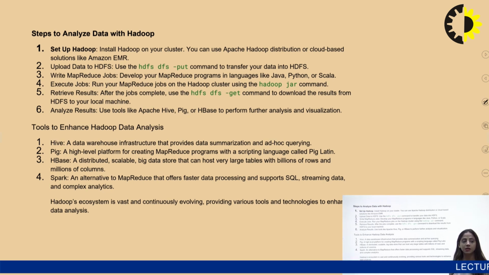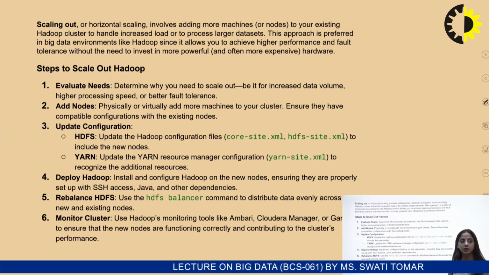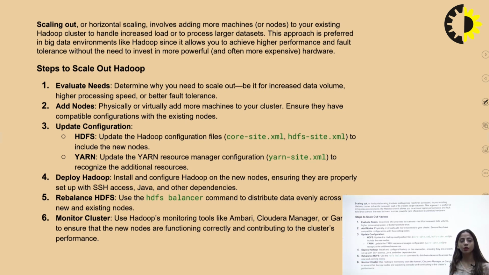Hadoop's ecosystem is vast and continuously evolving, providing various tools and techniques to enhance data analysis. Scaling out, or horizontal scaling, involves adding more machines or nodes to your existing Hadoop cluster to handle increased load or to process large datasets. This approach is preferred in big data environments like Hadoop since it allows you to achieve higher performance and fault tolerance without the need to invest in more powerful and often more expensive hardware.